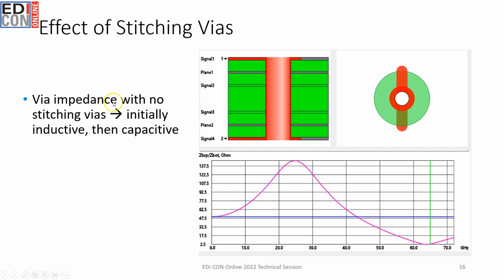Here, the via impedance with no stitching vias initially looks inductive. So here in green, you can see the anti-pad. We've got the feed line coming in and going out in red, but then we actually have no stitching vias around this, and you can see what happens to the plot here. If you're above a couple of gigahertz, this structure is not going to support much signal propagation up to high frequencies because the impedance starts going up and eventually gets too large.